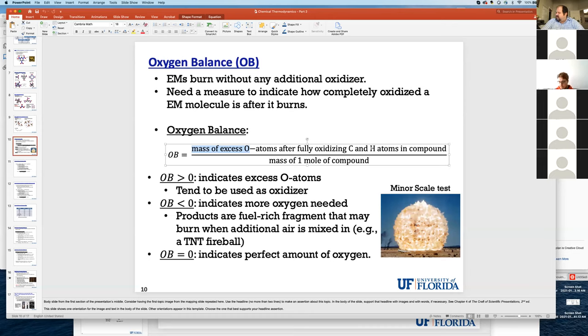If you detonate an explosive and it has a very negative oxygen balance, it tends to produce very bright fireballs. Here is a result of something called the Miner scale test. They detonated 4.7 tons of ammonium nitrate and fuel oil, which has a negative oxygen balance, and that produces this big giant fireball. So if you see a big giant fireball from an explosive, that usually means it has a very negative oxygen balance. If the oxygen balance is equal to zero, it indicates there's a perfect amount of oxygen. And I'm not aware of any energetic materials that have an oxygen balance of exactly zero.